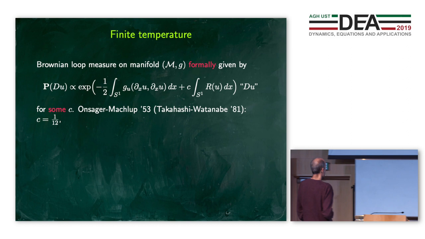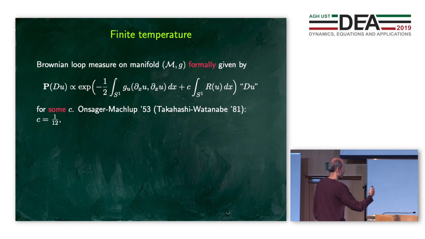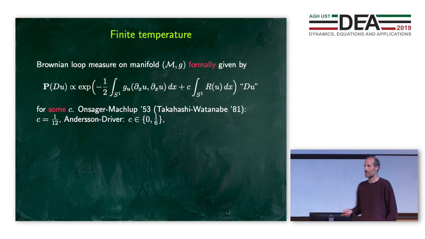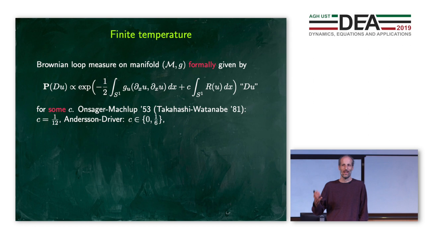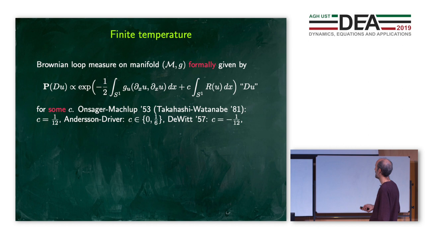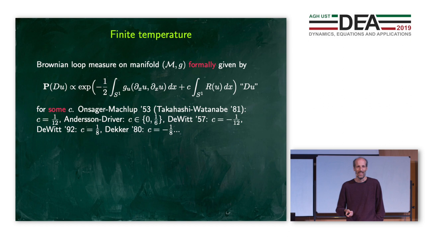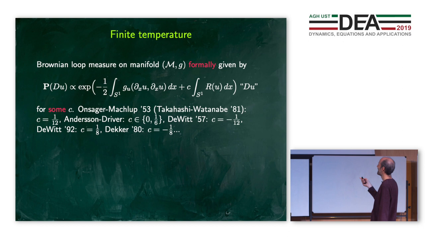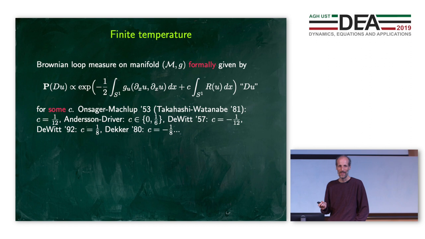There's another theorem from the late 90s, there's two theorems actually, by Anderson and Driver, and they suggest that c is either 0 or 1 over 6, again depending on how you interpret this kind of Lebesgue measure. And in the physics literature, you get all sorts of values. There's a paper by De Witt which suggests C equal minus 1 over 12, and I think this is not a typo, so it's really the same 1 over 12, but with opposite signs. Then there's a later paper by De Witt again, which suggests 1 over 8. There's a paper by Decker that suggests minus 1 over 8, and so on. So it really depends a little bit on how you interpret what you mean by Lebesgue measure on the space of loops, but basically everybody agrees that the natural measure is something like that with some value of C. So that's something that everybody agrees on.